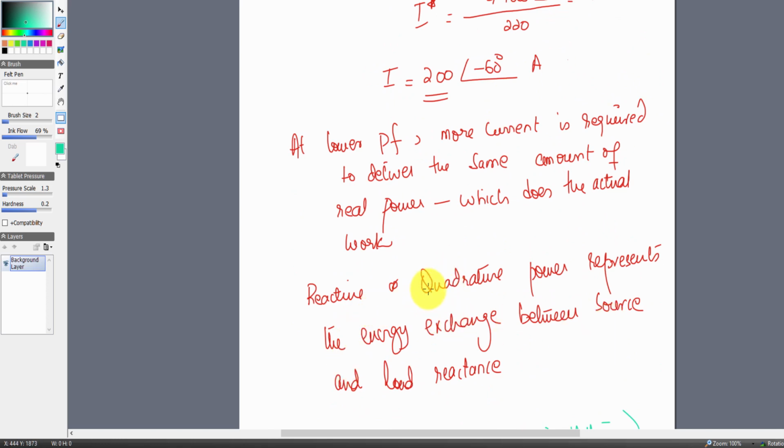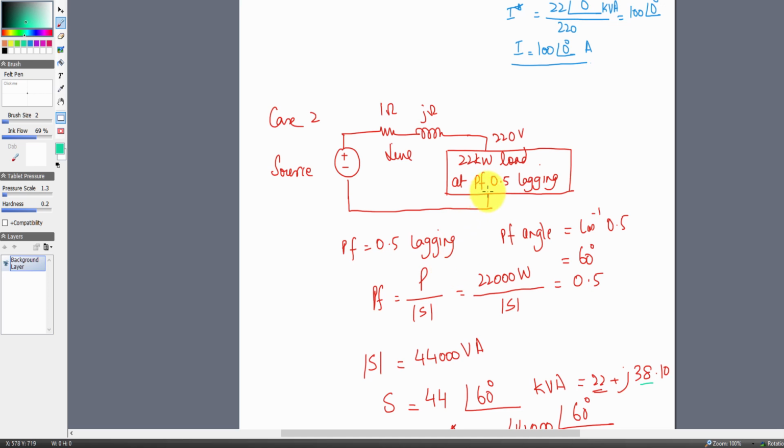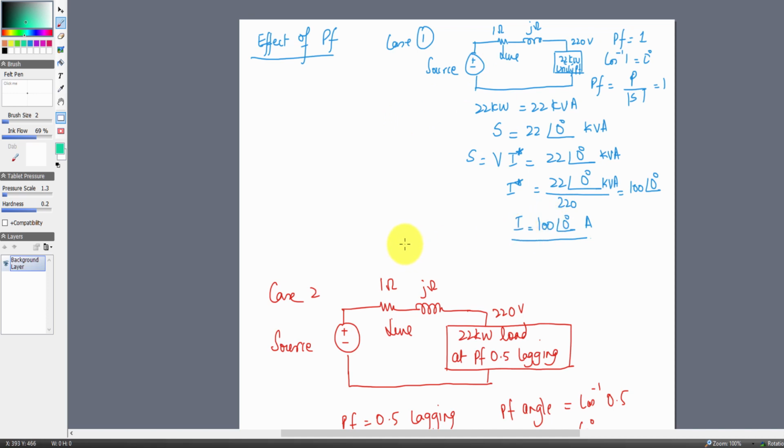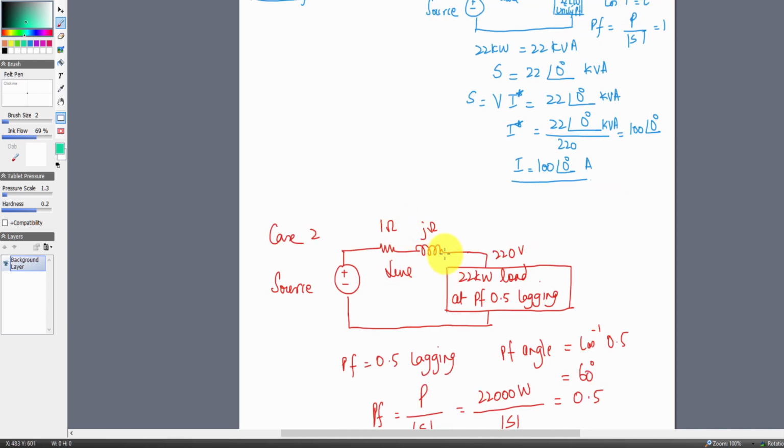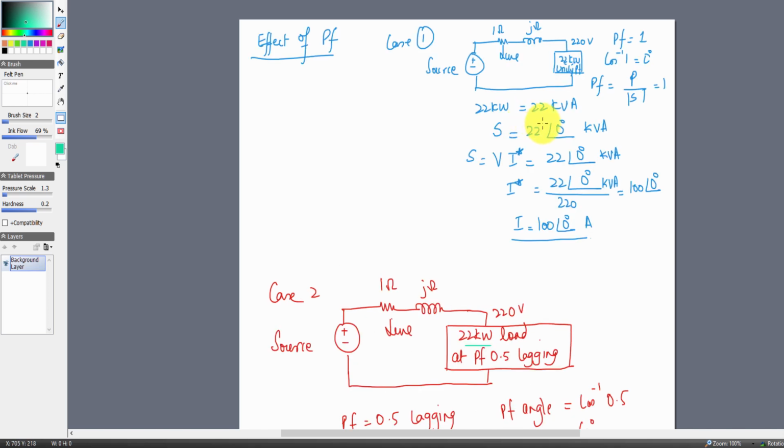So what is actually going on here is that the utility suppliers do not like loads at very low lagging power factors. The reason is that to supply the same amount of power, they have to transmit a large amount of current through the transmission line. Here the current is 100 amperes. In this scenario the current is 200 amperes, but both of these currents are doing the same amount of work here, 22 kilowatts and 22 kilowatts here.